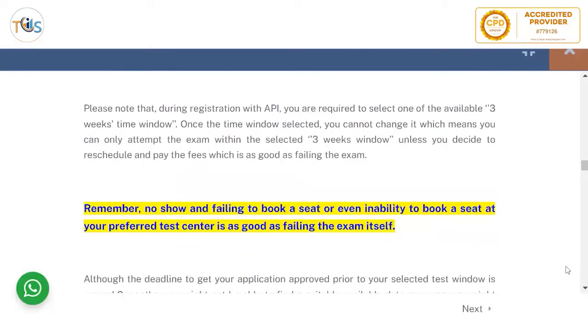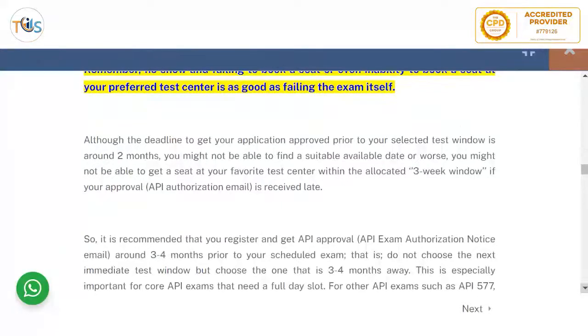Please note that during registration with API, you are required to select one of the available 3-week time windows. Once the time window is selected, you cannot change it, which means you can only attempt the exam within the selected 3-week window unless you decide to reschedule and pay the fees, which is as good as failing the exam. Remember, a no-show, failing to book a seat, or even not being able to book a seat at your preferred test center, is as good as failing the exam itself. They won't reschedule it for you for free if no seats are available.